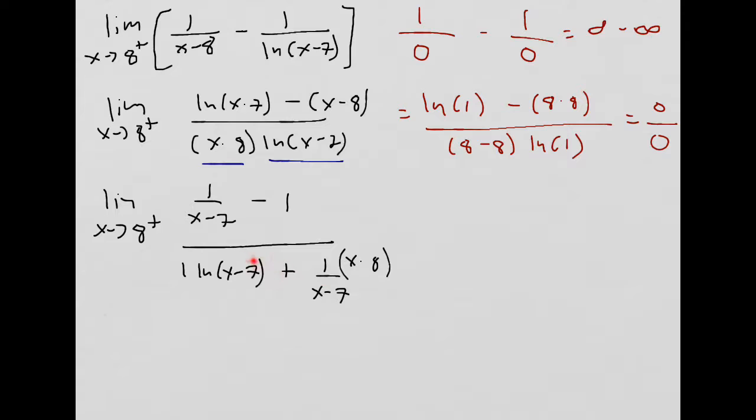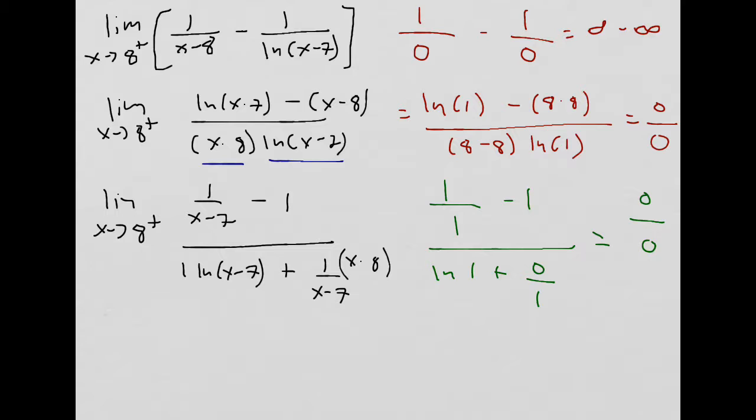So I just used the product rule, and this is what we end up with. Once again, pretty messy, but let's plug in the 8 again. When we plug in the 8, we get 1 over 8 minus 7, which is 1. So we get 1 minus 1 all over ln of 1 plus 0 over 1. So what do we end up with? 1 over 1 is just 1, 1 minus 1 is 0, and ln of 1 is 0, so we get 0 again. So we're going to have to use L'Hopital's rule again.